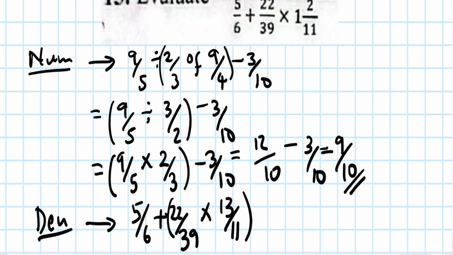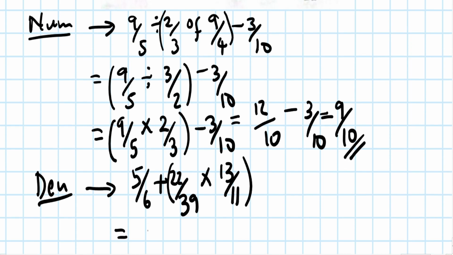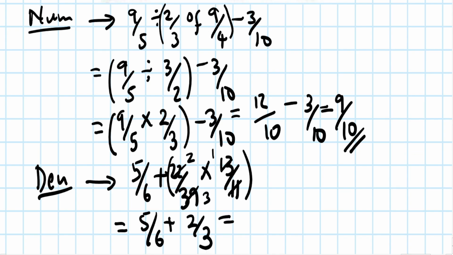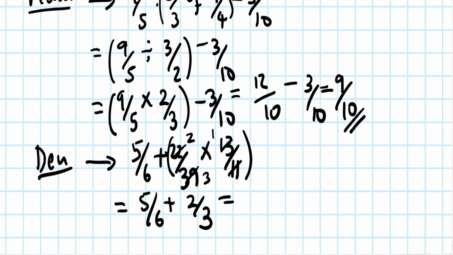Let's start now with multiplication. So if you multiply 22 over 39 by 13 over 11, 11 goes into 22 twice, 13 goes into 39 three times. So you'll get 2 over 3. Now add this up. 5 over 6 plus 2 over 3. You multiply by 2, it will give you 4 over 6, which is 9 over 6. 9 divided by 6 is 3 over 2.